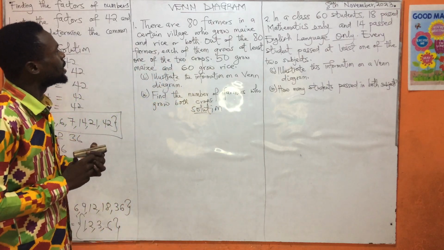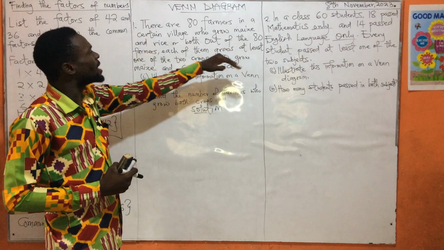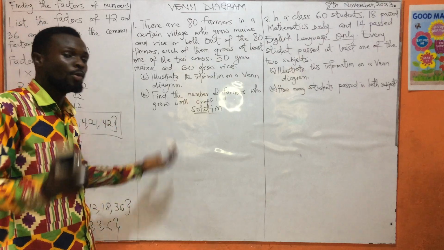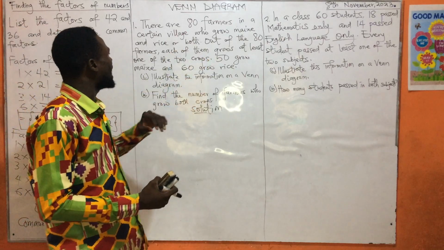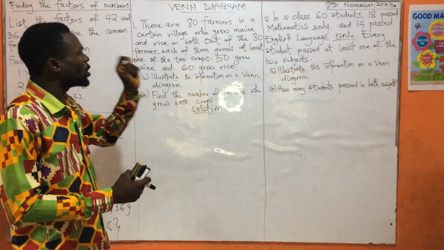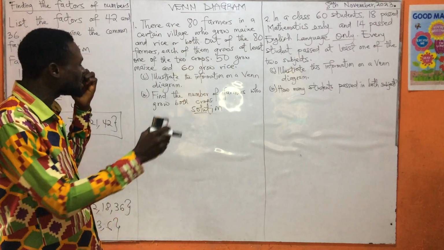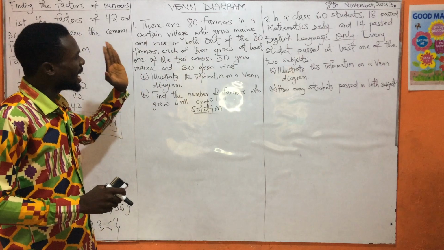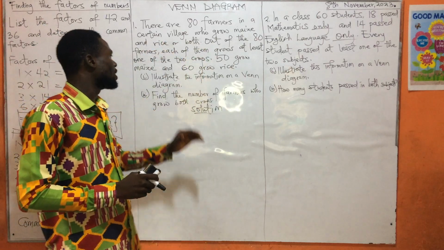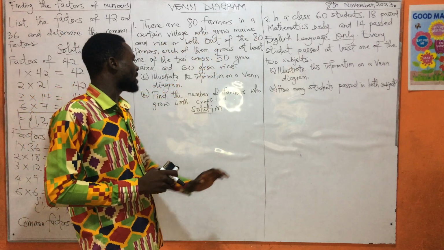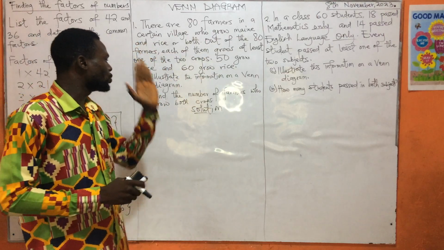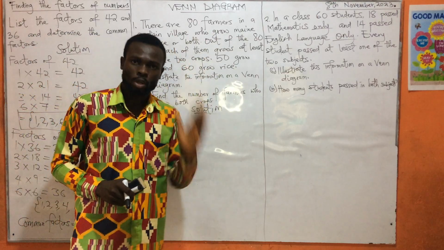It says that there are 80 farmers in a certain village who grow maize and rice, or both. Out of the 80 farmers, each of them grows at least one of the two crops. 50 grow maize and 60 grow rice. Illustrate the information on the Venn diagram. Find the number of farmers who grow both crops.